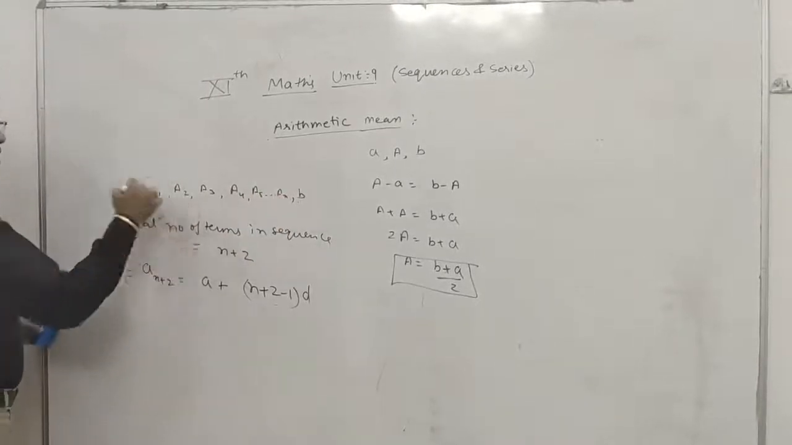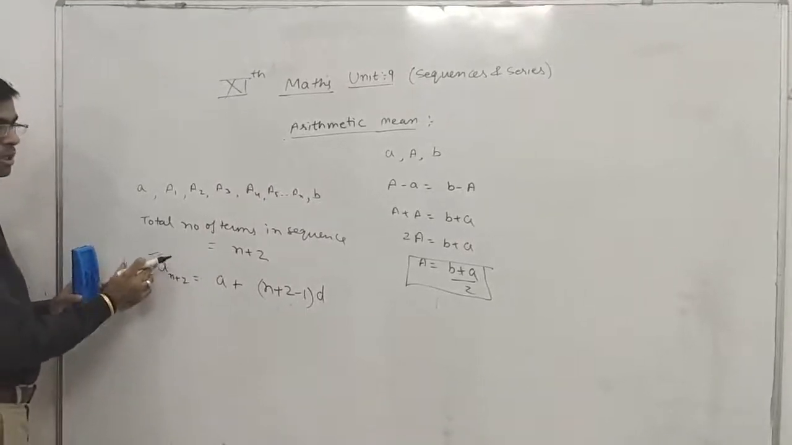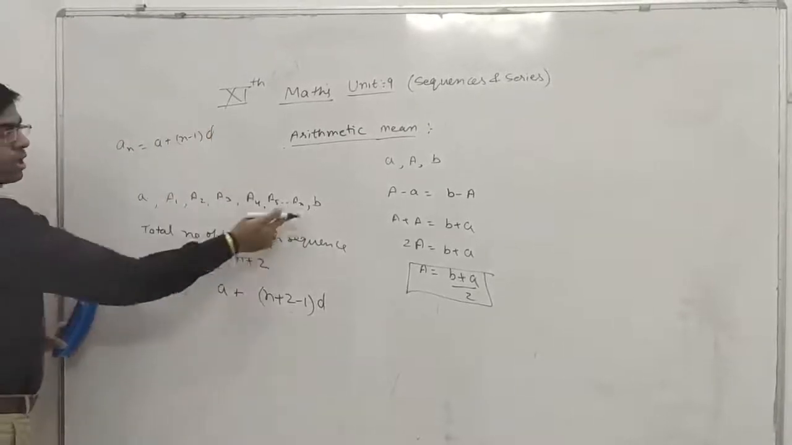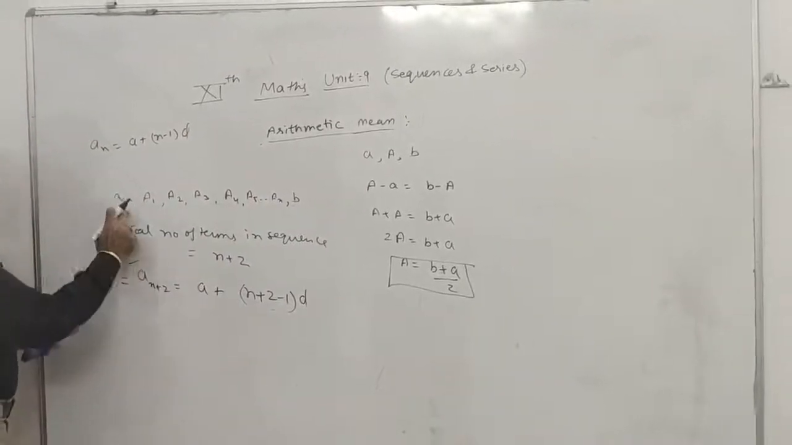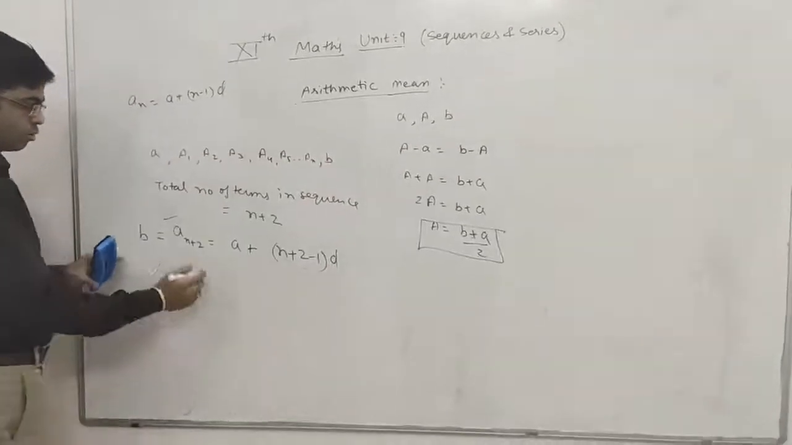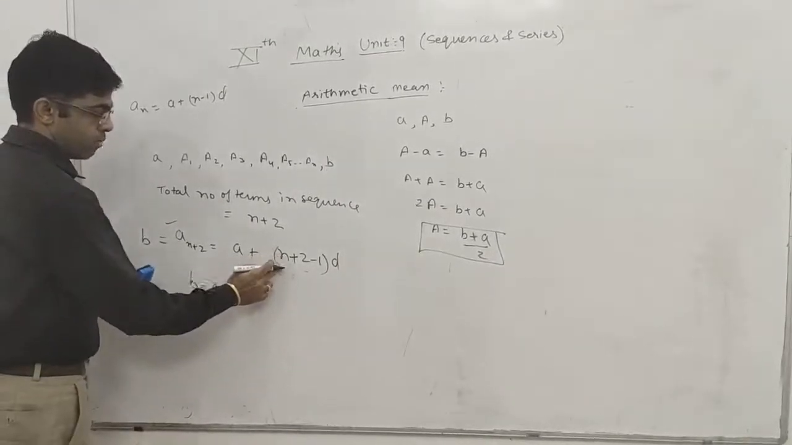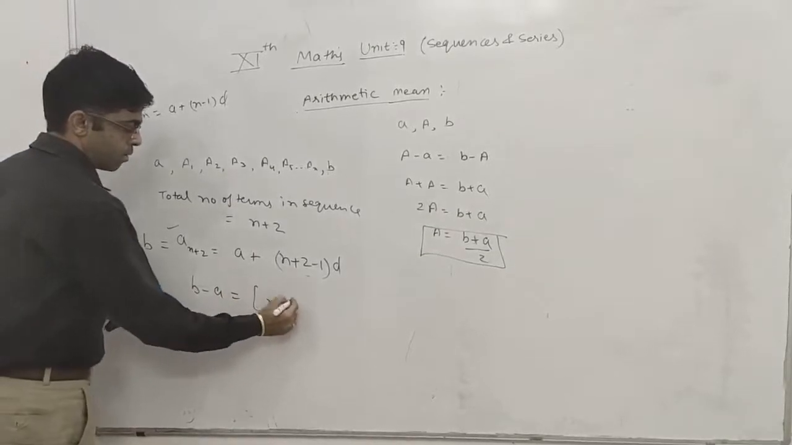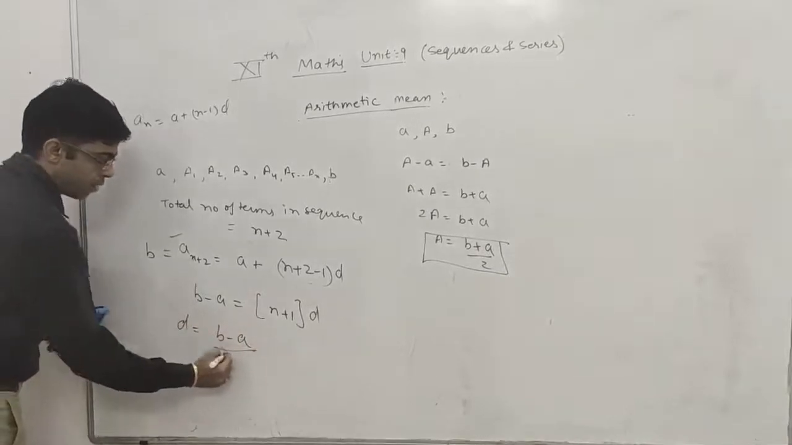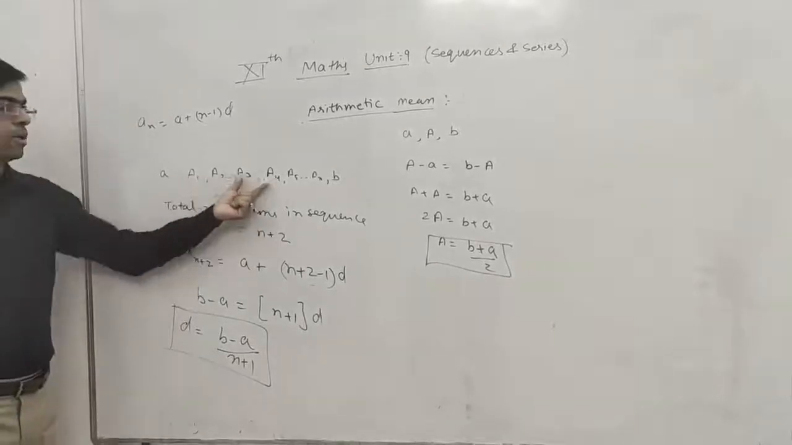We know that we can reach the last term using the general term formula: the nth term is a plus (n minus 1) into d. Here this is b, the (n plus 2)th term. This is the (n plus 1)th and this one is the (n plus 2)th. So b minus a is equal to (n plus 1) multiplied by d. So d is equal to (b minus a) upon (n plus 1). So this is the common difference between each and every term.